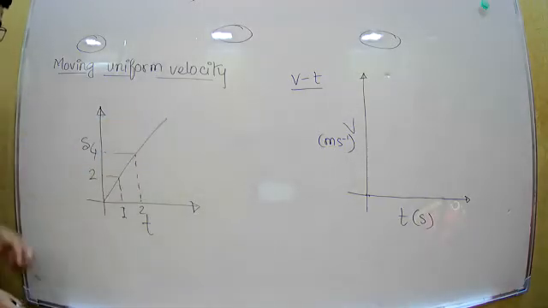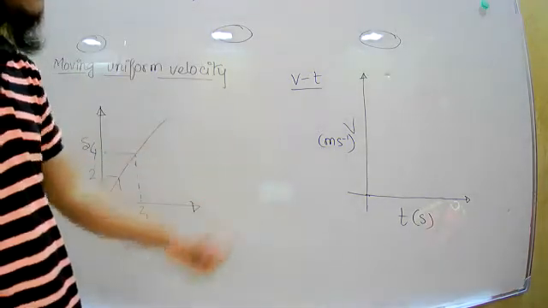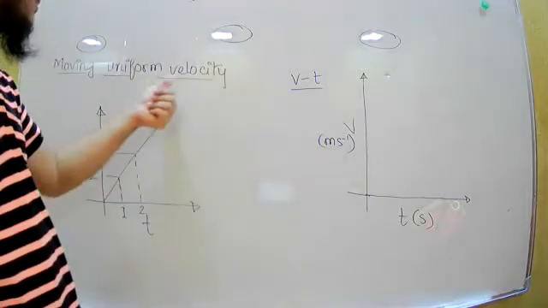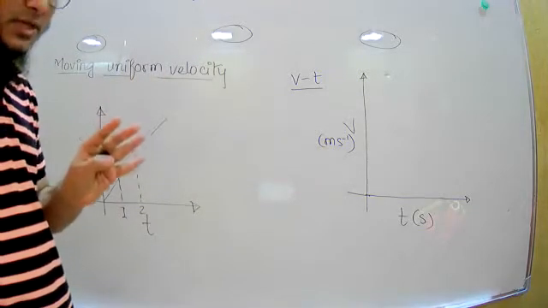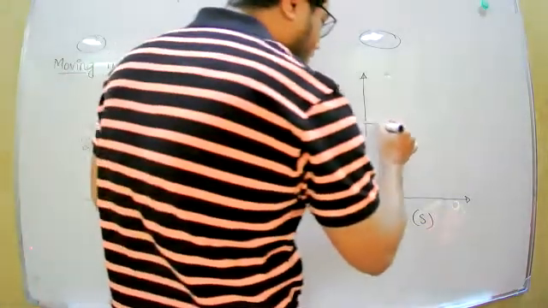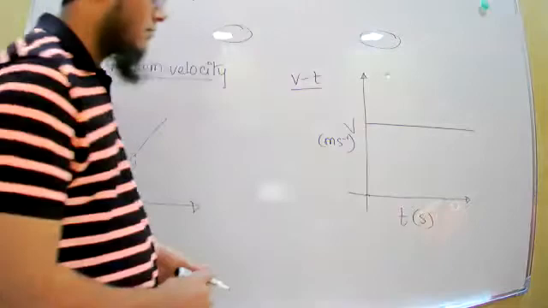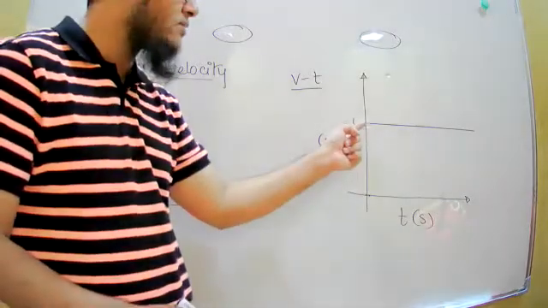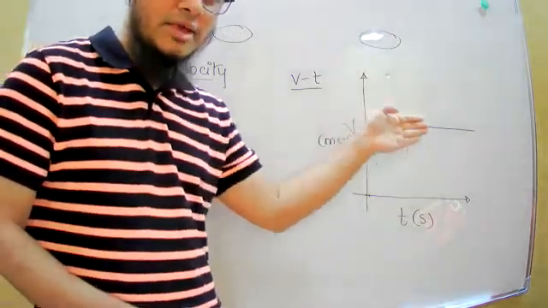The line will be like this. Now, what about the velocity versus time graph? We said that the velocity is uniform. The velocity is neither increasing nor decreasing. The velocity is the same, so it will be like this. With time the velocity will not increase, not decrease, it will remain the same.